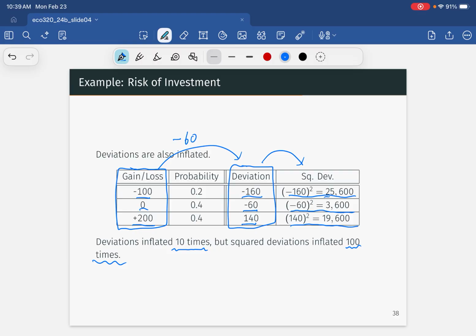We did nothing wrong here. We are just taking squares. That's because here we multiply 10 to the original outcome. So when you calculate the deviation, everything was multiplied by 10. That is natural. But when you square that, everything is multiplied by 10 squared. So that is 100. So square deviations are 100 times larger than the original numerical example.